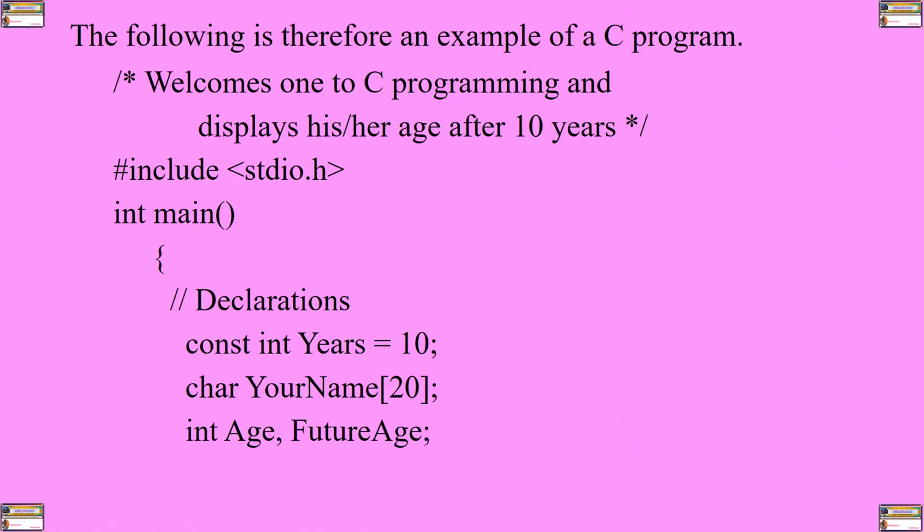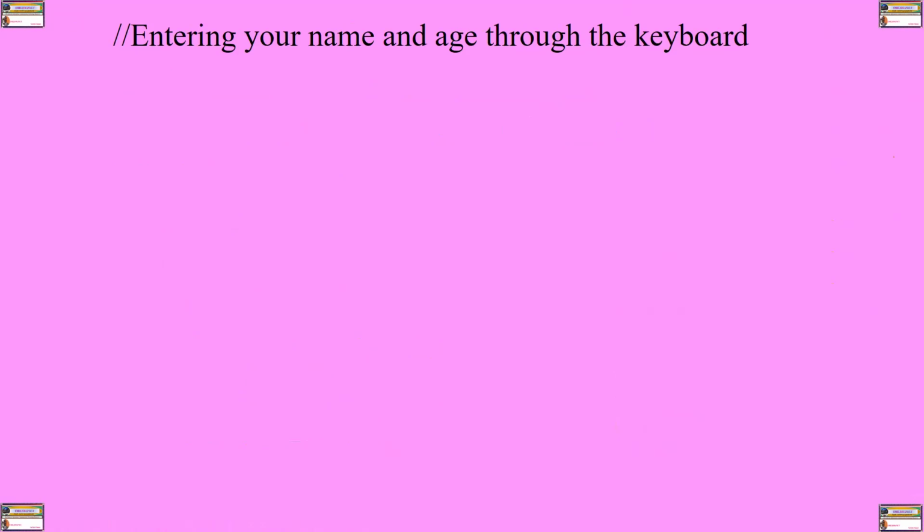Next, I'm requesting my processor to set aside two more memory locations, one called future age and another called age, both of them to store whole numbers. That's what int here means. Once you have set your memory locations aside, the next step is to enter your name and age through the keyboard.